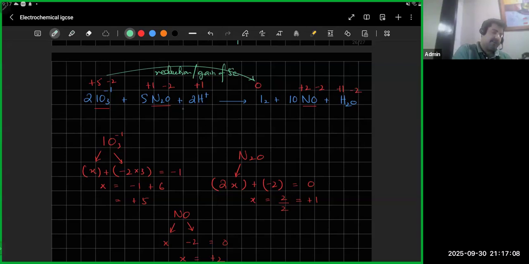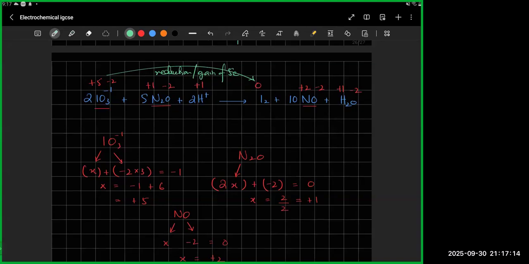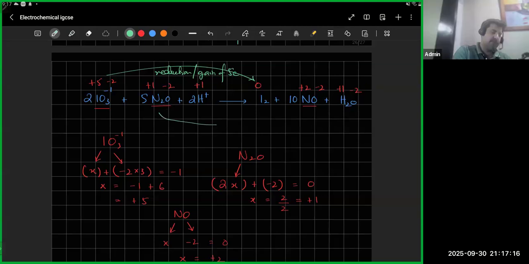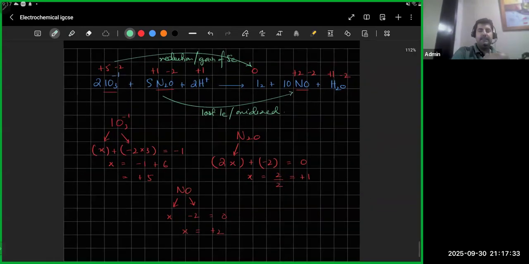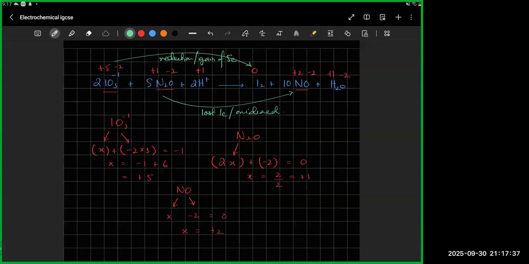I went from +5 all the way to 0. And who got oxidized? N. Okay, N got oxidized, went from +1 to +2. So charge increase, that means it lost exactly 1 electron, right? So it got oxidized. Okay? Is this clear? Yes.